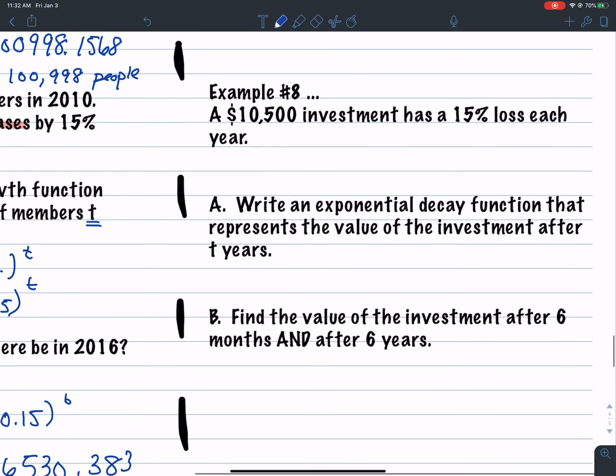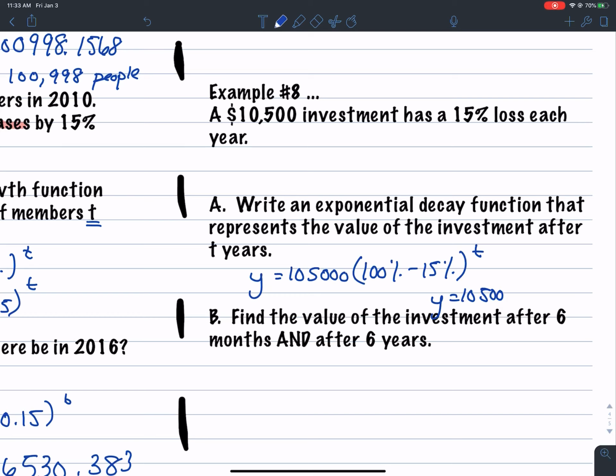In example number 8, an investment starts at $10,500 and it has 15% loss each year. So for our equation, we'd start with that much money. So we'd start with 100% of that every year, but we would lose 15% every year. So as decimals, looks like I have an extra 0 here, sorry. As decimals then, 1 minus 0.15 to the power of t.